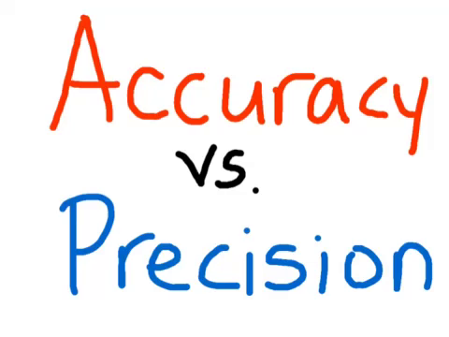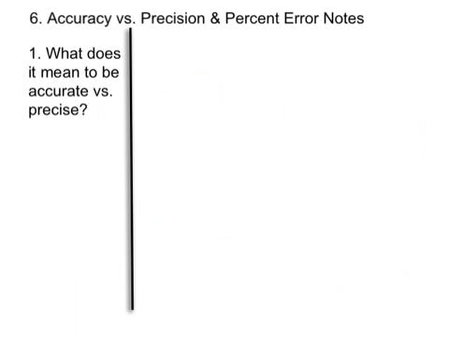All right, so tonight's notes are on accuracy versus precision. We usually use these terms when we're talking about measurements. So we're going to figure out what it means for a measurement to be accurate versus precise. And then we're also going to talk about one more concept called percent error, but it's pretty easy. So these notes should be pretty short and sweet. All right, let's get started.